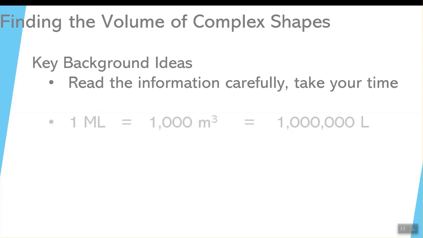So take your time. Next thing that you have to keep in mind is the basic conversion. When you go from megaliters to cubic meters, you multiply by 1,000. Or when you're going from cubic meters to megaliters, you divide by 1,000. When you're going from cubic meters to liters, again, you multiply by 1,000.